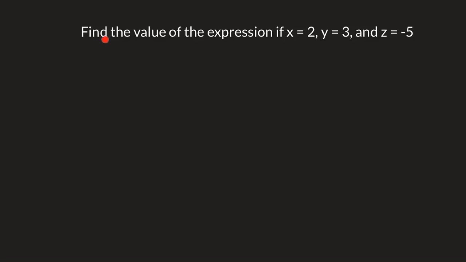So here's my initial information. It tells me to find the value of the expression if x equals 2, y equals 3, and z equals -5. So I'm going to use these three values, x equals 2, y equals 3, and z equals -5, in my different examples. My first example, we have xy plus 3y.